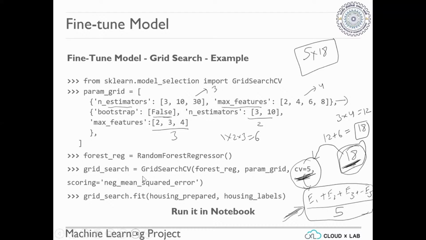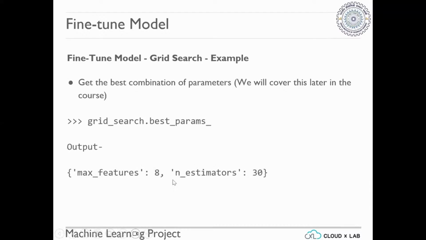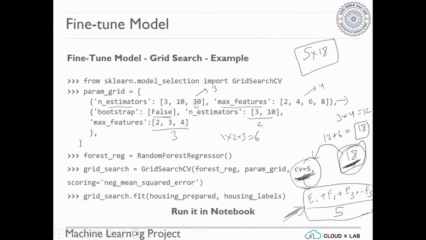So since here we are getting number of features 8 and number of estimators 30, this is the model that is giving us the best cross validation error, right? Because there are total 18 combinations. Out of 18 combinations, 30, 8 is the best combination, the one where we get the model with the lowest cross validation error, right?